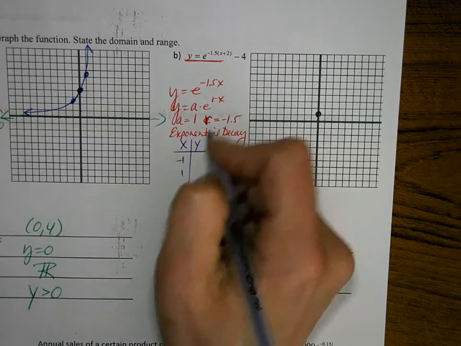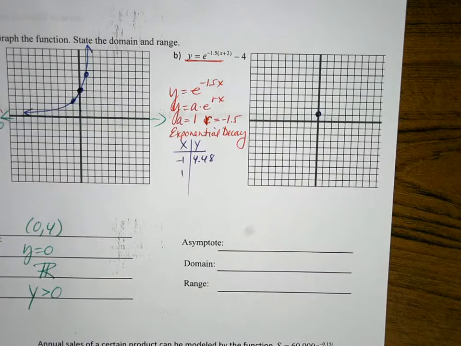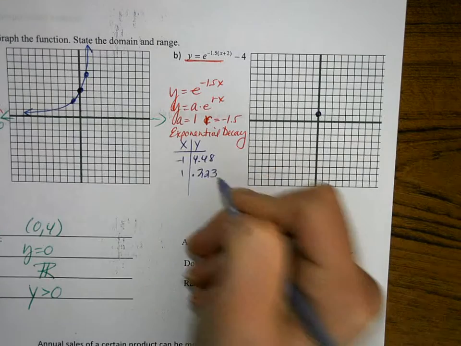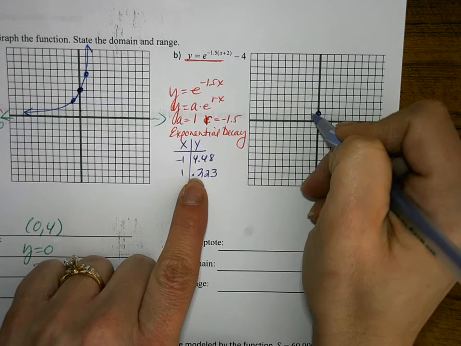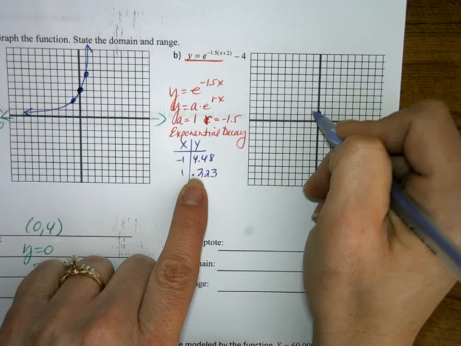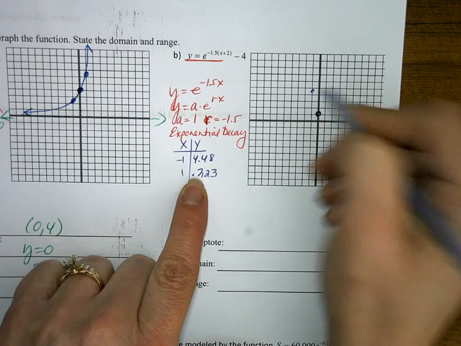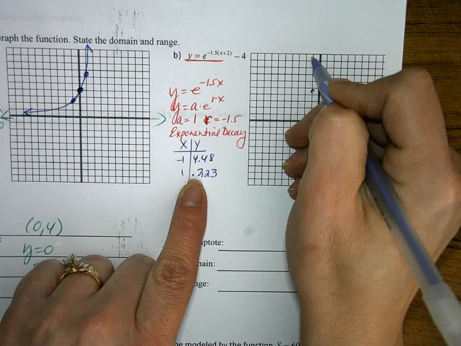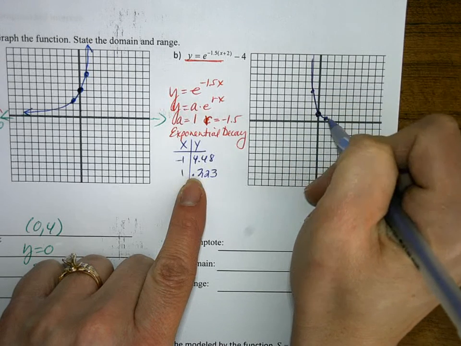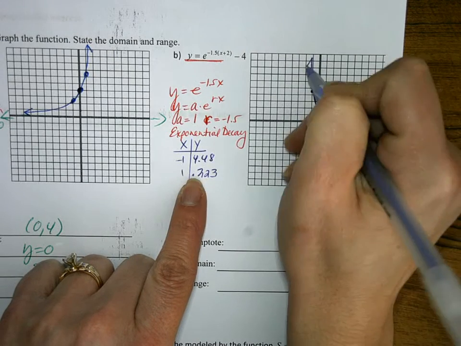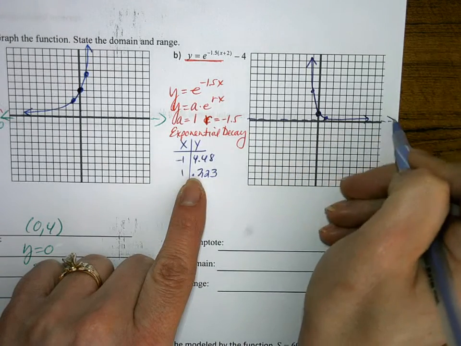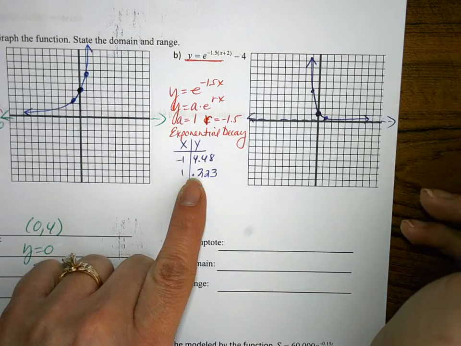About 4.48. And what do I get when I substitute in +1, Marissa? About 2.223, beautiful. So at -1, I'm up at about 4.5, and at 1, I'm up at about 2/10. Got to estimate as best I can. Exponential decay, I know that graph is coming down and to the right. I know it's getting closer and closer to that x-axis, but never touching it because that x-axis is the horizontal asymptote. All right, so there's my parent function.